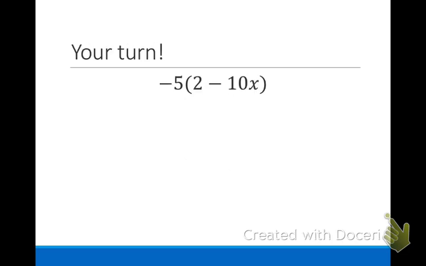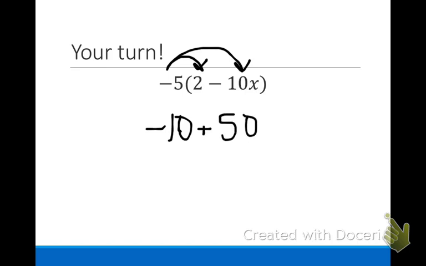Okay, go ahead and try one on your own and pause it while you're working this one through. Okay, let's go ahead and go over it. So we have negative 5 that we are distributing to our 2 and our negative 10. So negative 5 times positive 2 is negative 10. And negative 5 times negative 10 is positive 50. And don't forget that x. That x is still with that 10. So our simplified expression would be negative 10 plus 50x.